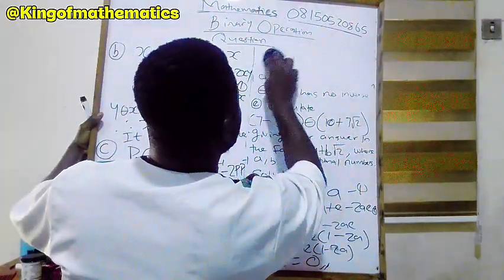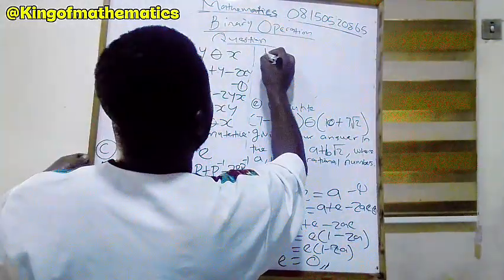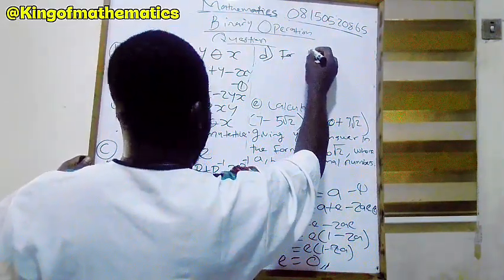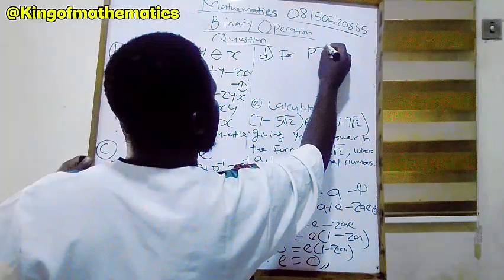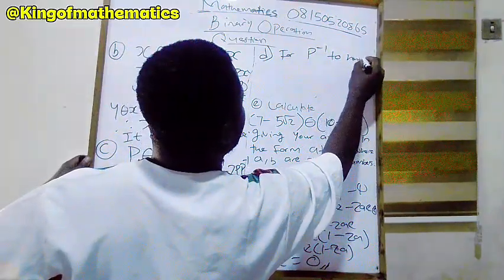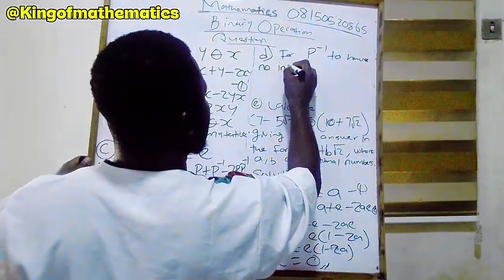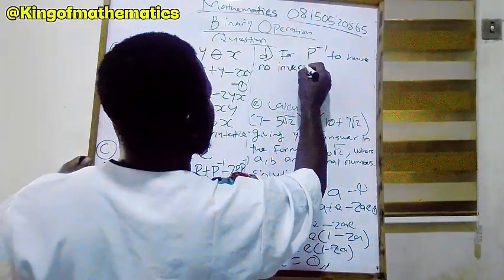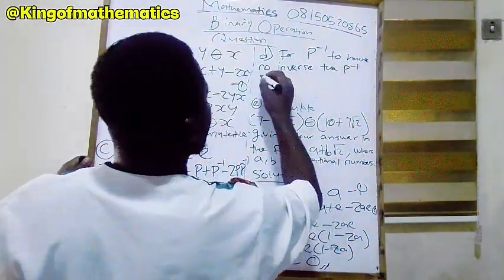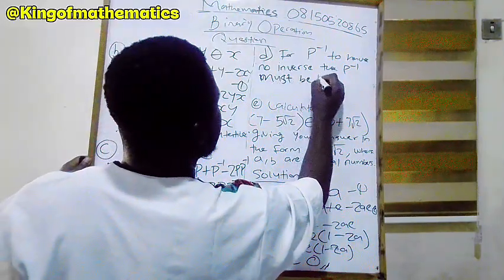So let me rub this. So for D now, for P inverse to have no inverse, then P inverse must be undefined.